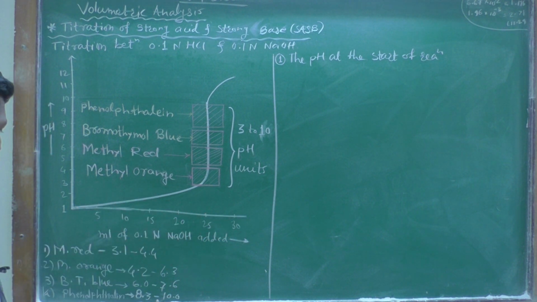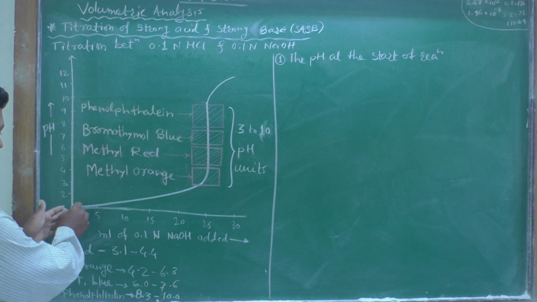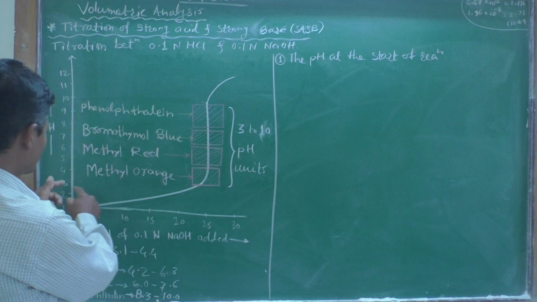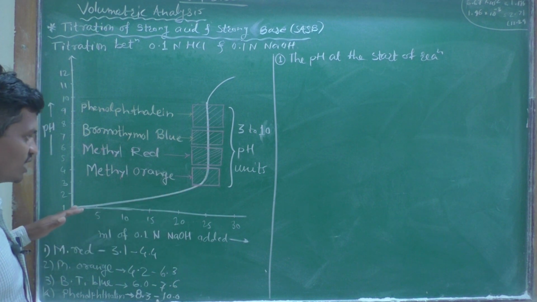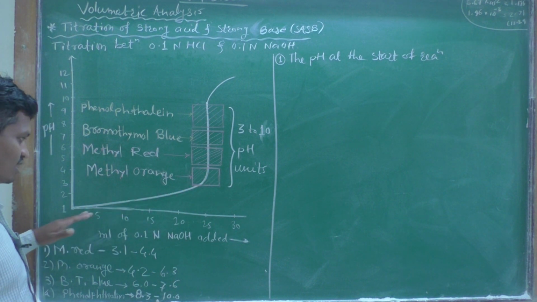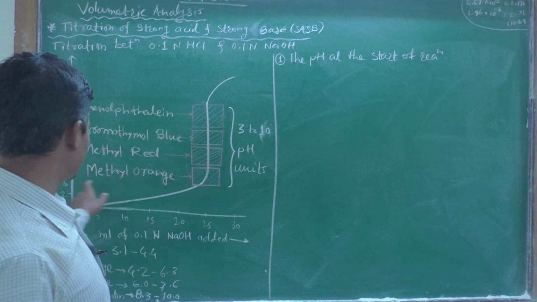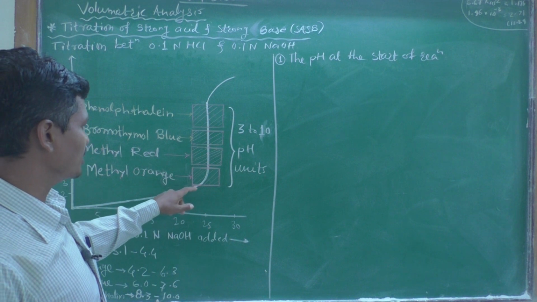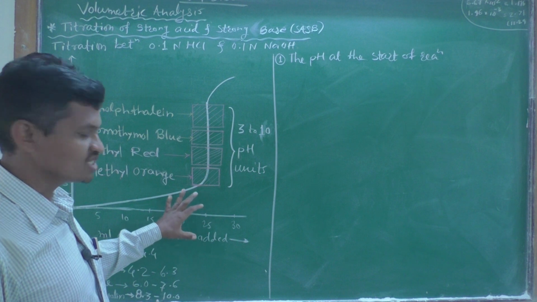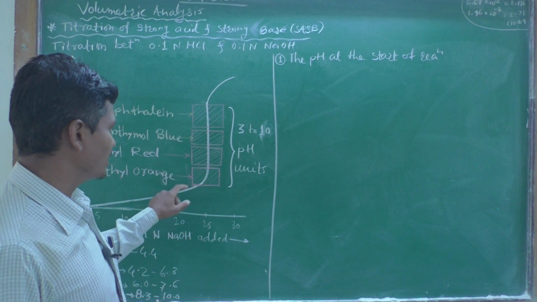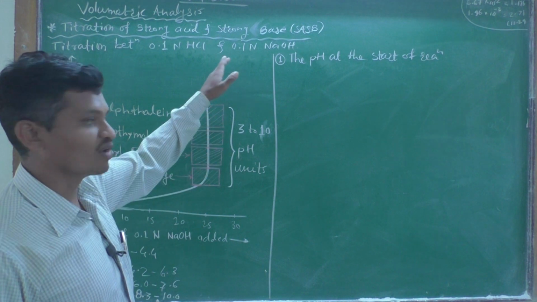You can see the nature of this graph is like this. It is starting from pH 1. Up to pH 3, there is a gradual, straight increase in the pH of the solution. After this pH 3, at 25 ml of NaOH that we are adding, the nature of the graph changes and it becomes vertical.